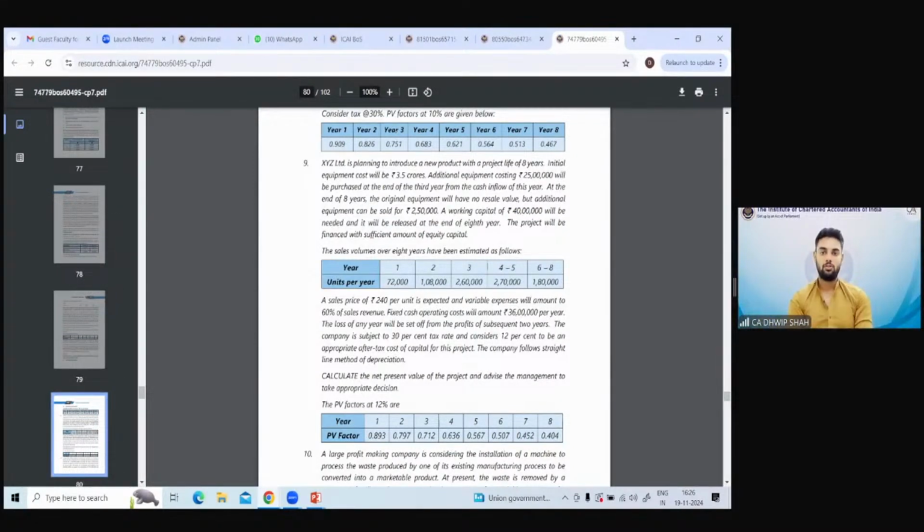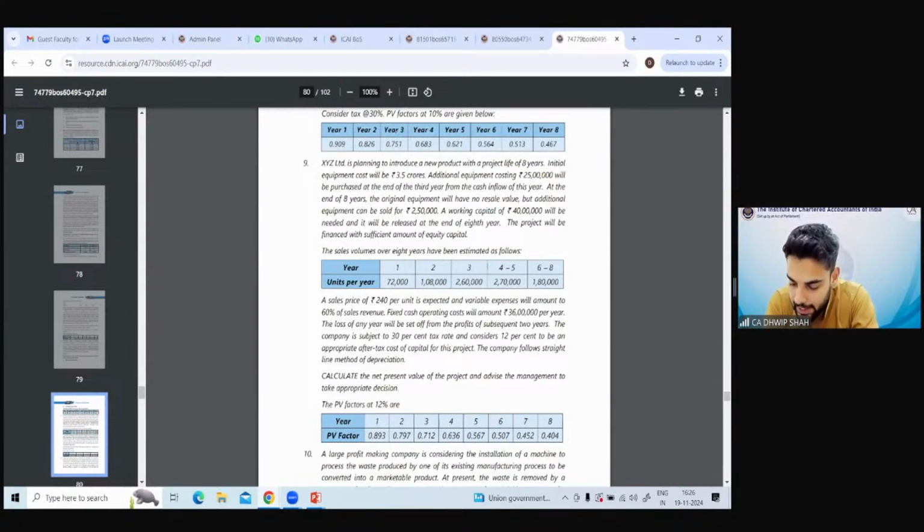That is an inflow. The project will be financed with equity capital. The sales volume over 8 years has been estimated as follows. These are sales in volume, that is, in units. Sale price of 240 per unit is expected and variable cost will amount to 60%. So in short, my contribution would be 40% of this 240 per unit. Yes or no? So my contribution per unit would be 96 rupees.